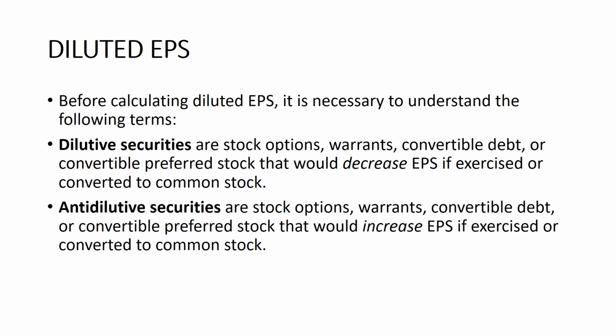However, if while calculating the diluted EPS you realize that your EPS, instead of decreasing, goes up, then you end up with anti-dilutive securities. It is the same thing: stock options and warrants, convertible debt, and convertible preferred stock. So sometimes you may realize that instead of going down, the earnings per share would increase if they exercise the options, warrants, or convertible securities. So these are the two main parts of diluted EPS.